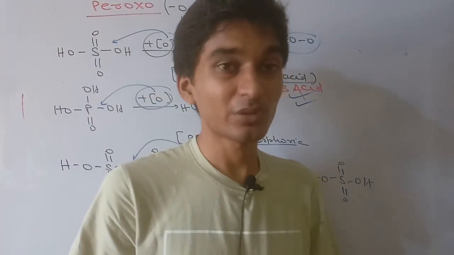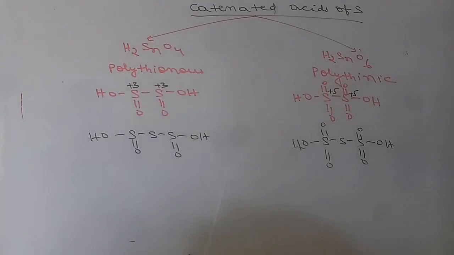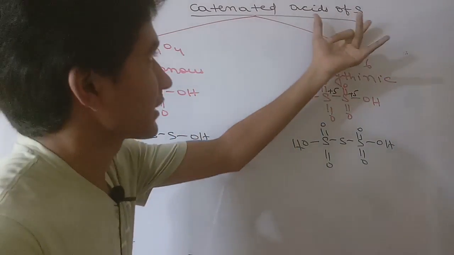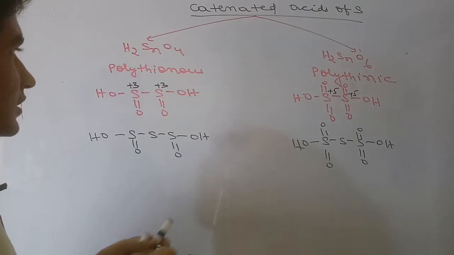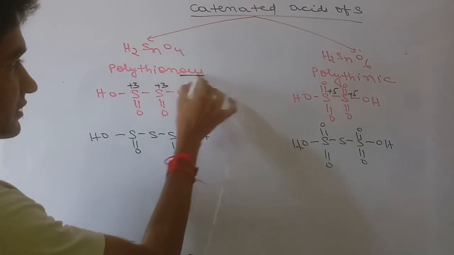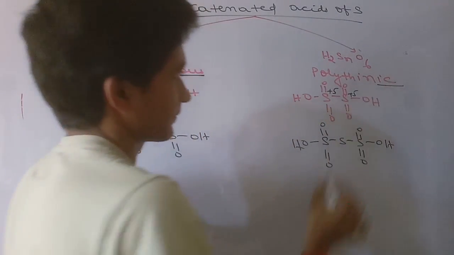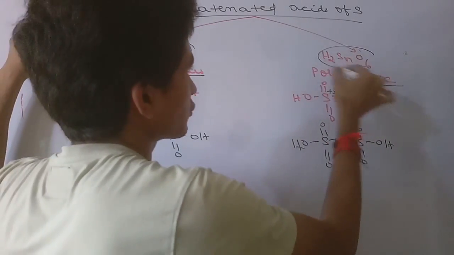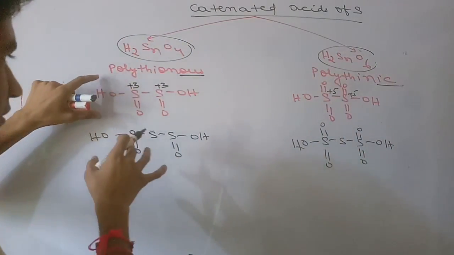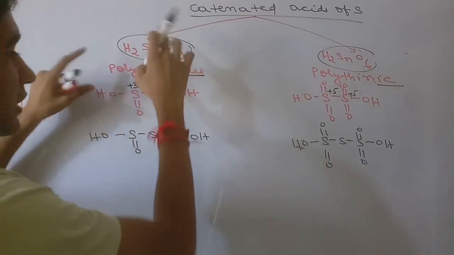Now we are going to discuss catenated oxyacids of sulfur. So it is categorized under 2. The first one is polythionous, the second one is polythionic. Its general formula is S(n+2)O4 and S(n+2)O6. Don't mind it, you come to the example and easily correlate with that.